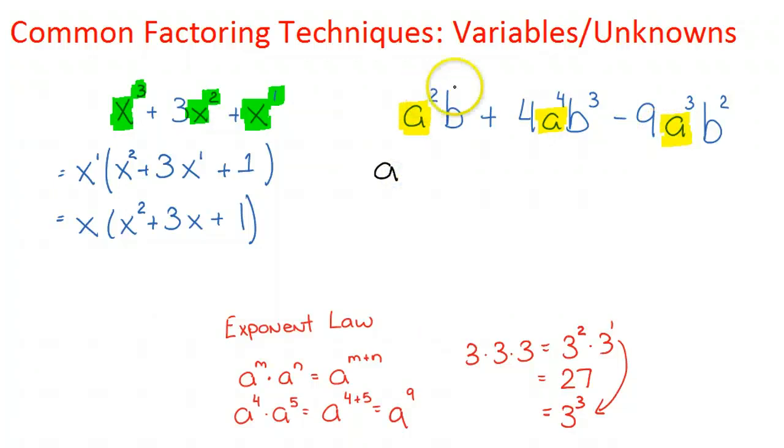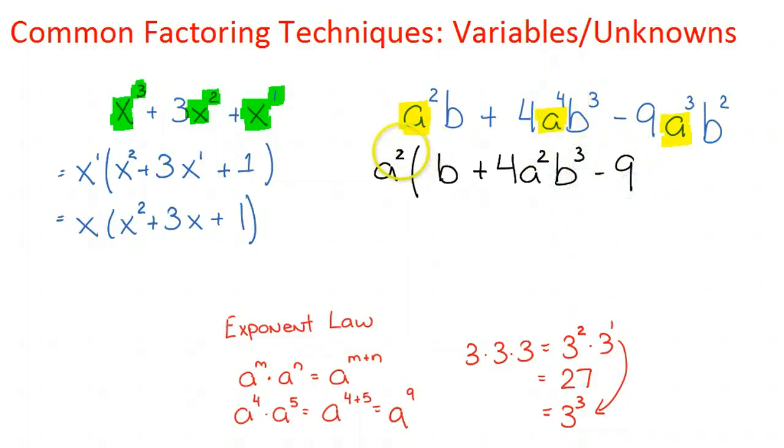And I see it's a squared, a to the 4th, a cubed. So the smallest is a squared. So therefore, a squared times what gives me a squared, and that's 1. So all that's left here is b. And then I say, well, we have 4. A squared times what gives me a to the 4th. So that's a squared, because 2 plus 2 is 4. And the b doesn't change, minus 9. And then a squared times what gives me a cubed, and that's a to the 1, b squared, because 2 plus 1 is 3.